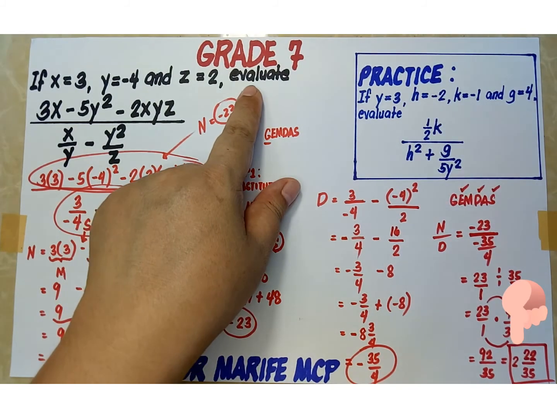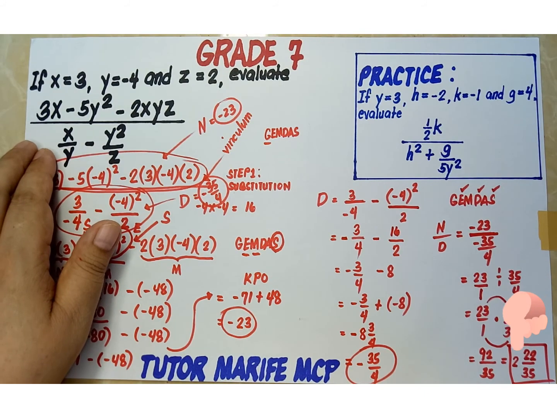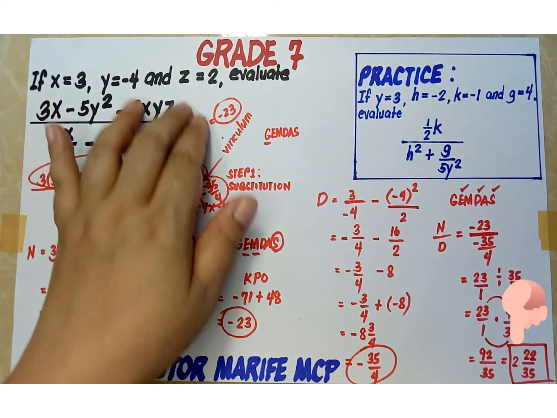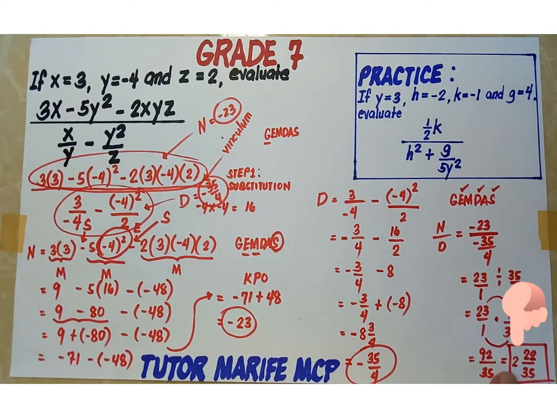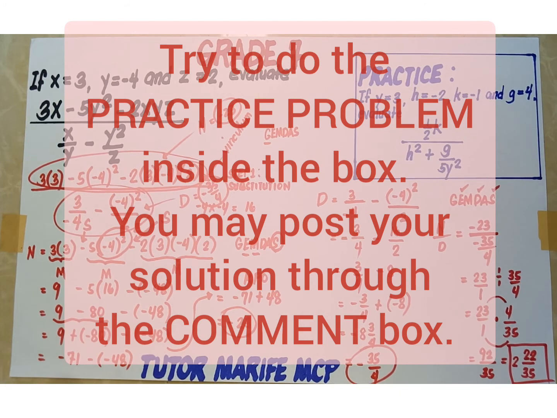So, na-evaluate na natin ang complicated algebraic expression, and this is equal to 2 and 22 over 35.